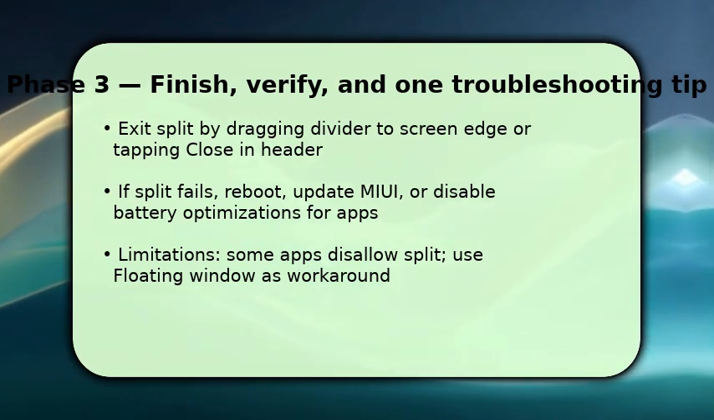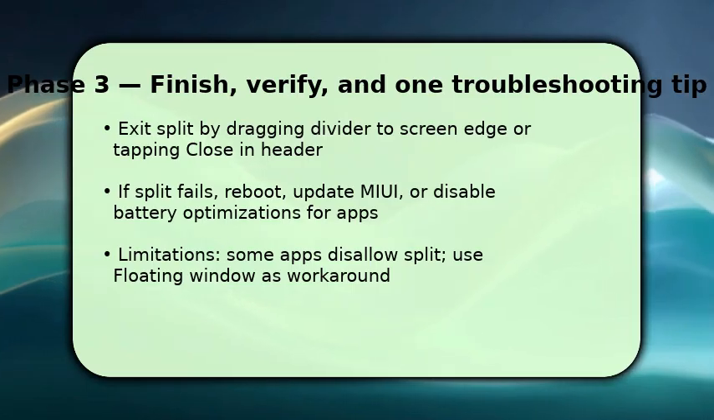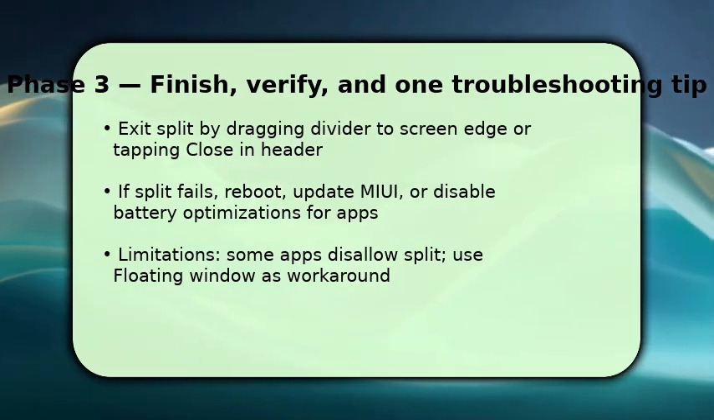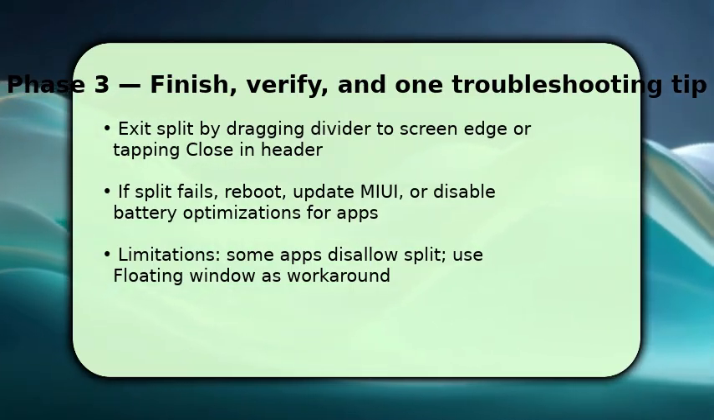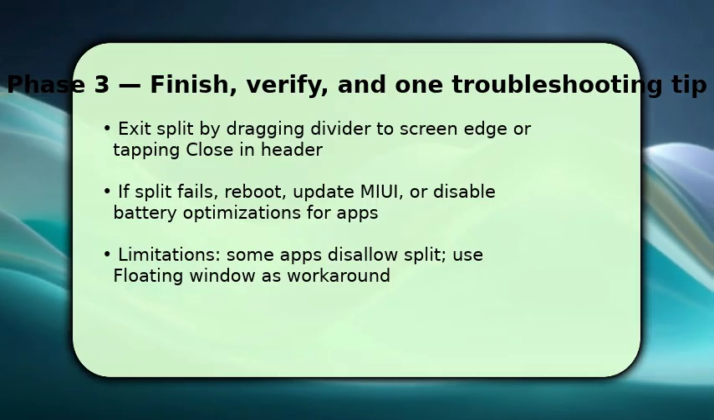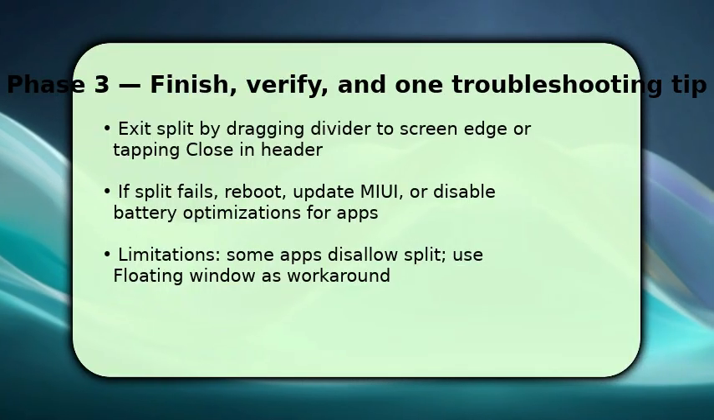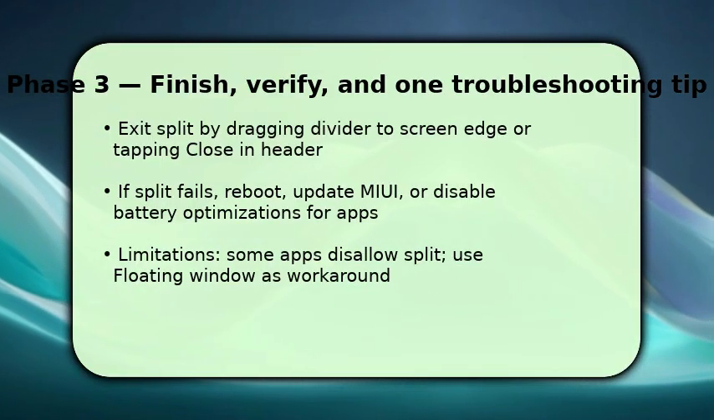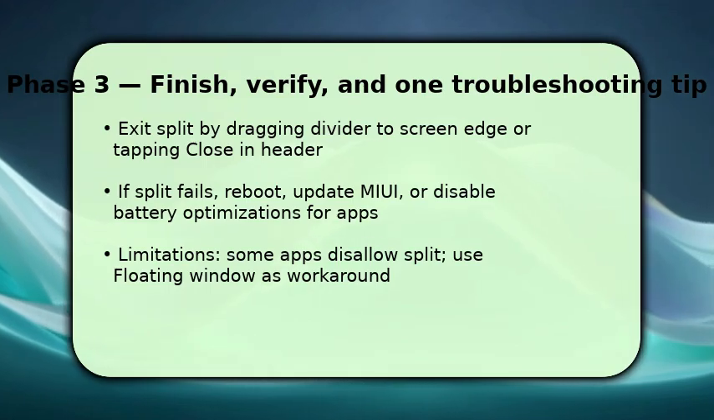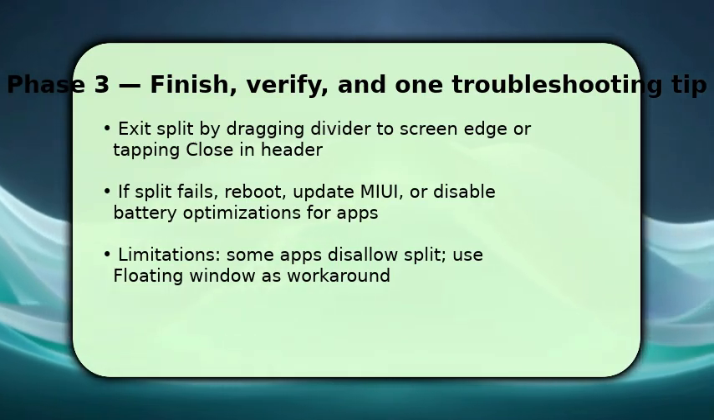If it never activates, reboot your phone, install MIUI updates, and check battery or background limits. These often block split functions. Also, note some apps purposely block split screen. In that case, use floating window or picture-in-picture as a workaround. Finally, test again after changes, because small settings tweaks usually resolve the issue.